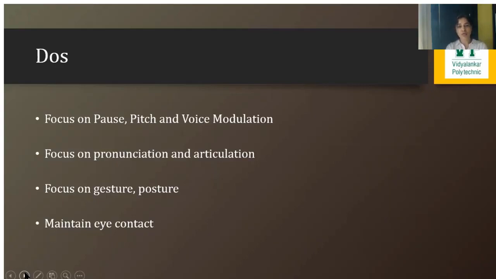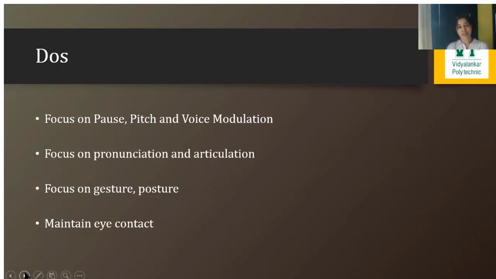So it becomes very important that we give a pause in a sentence to make it more understandable that now the thought is going to change. When I'm talking about voice modulation, if you are talking in the same pitch, it becomes monotonous and boring for the receiver. So we have to make sure of this.